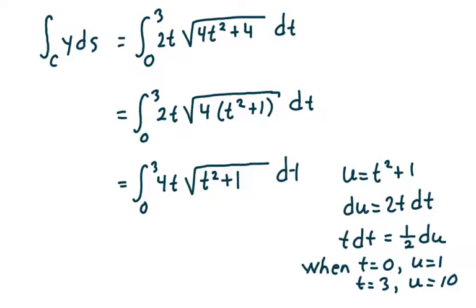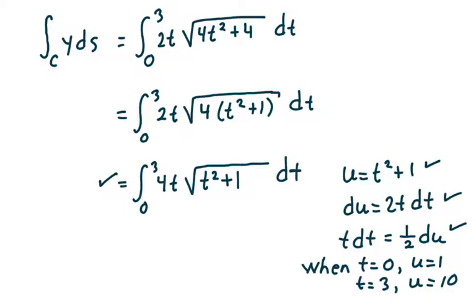But remember, the square root of 4 is 2. 2 times 2 is 4. So this is the integral from 0 to 3 of 4t times the square root of t squared plus 1 dt. And so this is a u substitution problem. So I'm going to let u equal t squared plus 1. du is 2t dt. So t dt is 1/2 du.